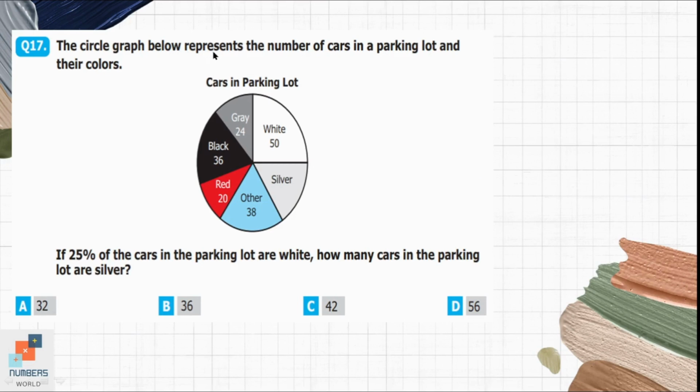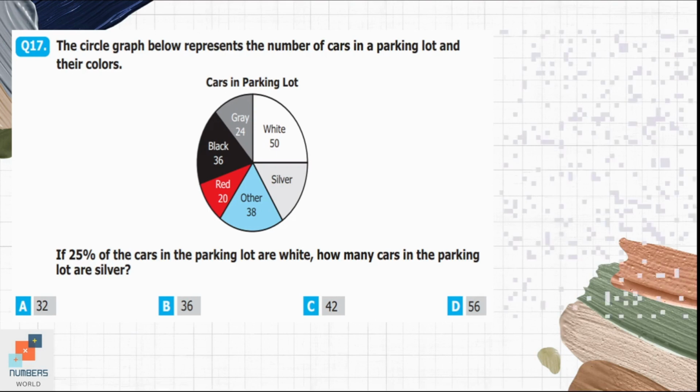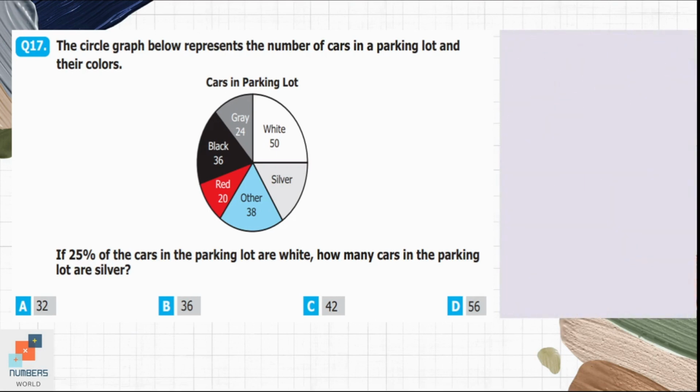Question number 17. The circle graph below represents the number of cars in the parking lot and their colors. If 25% of the cars in the parking lot are white, how many cars in the parking lot are silver? According to the given information, 25% of the cars are white and 50 is the number representing 25%. If we want to calculate 1% of the data, we will divide 50 by 25, that is equal to 2. It means 2 cars are representing 1% of the pie chart or data.